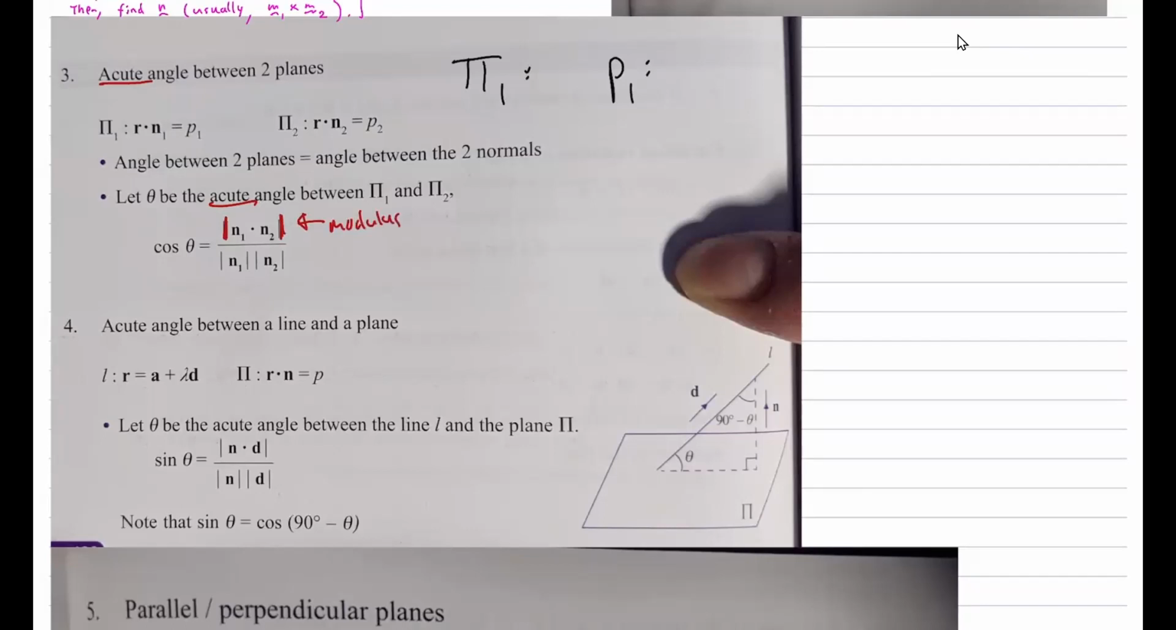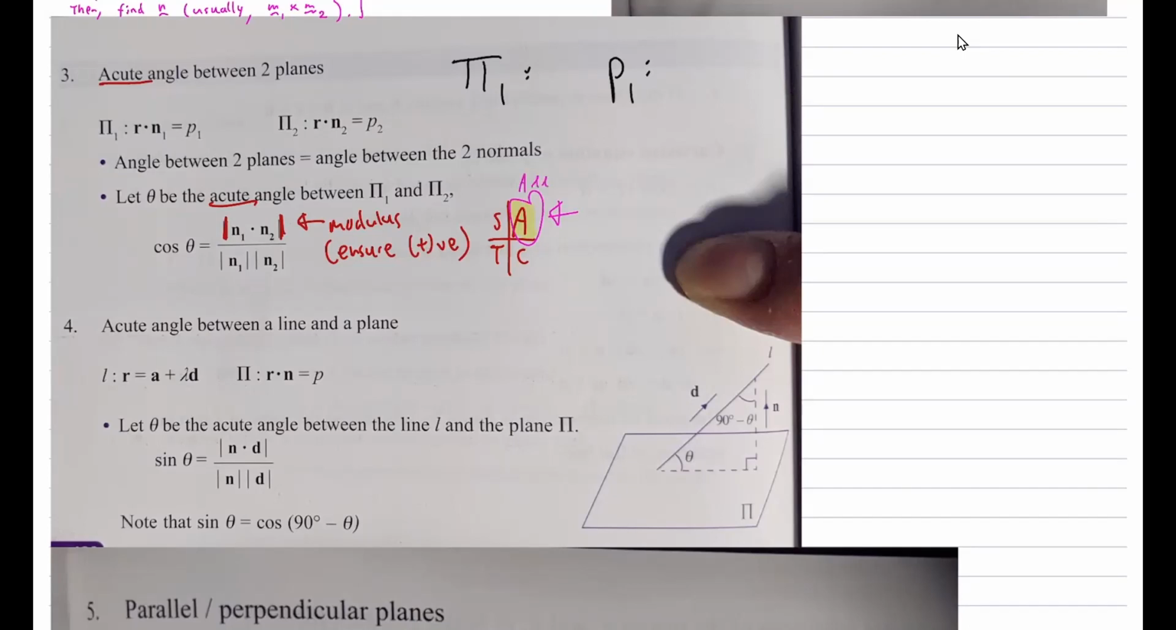Modulus ensures positive. So that when you take the cosine inverse later, you don't have to care about whether it is quadrant 1, quadrant 2, quadrant 3, quadrant 4, ASTC. Don't need. After you modulus, it will always be quadrant 1. Actually, A here stands for all, not acute.